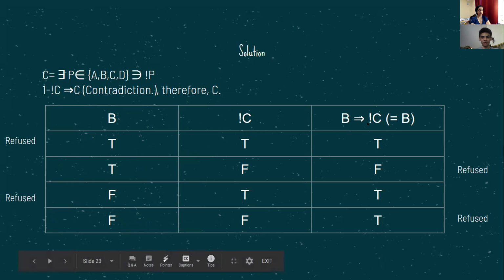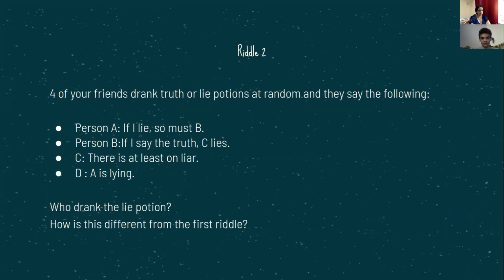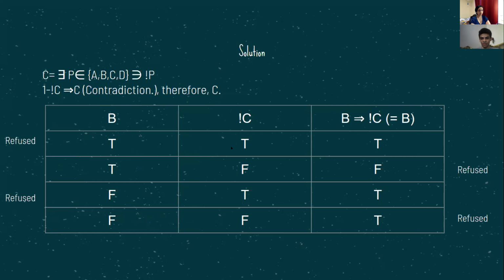But we also know one thing, that this is equivalent to B, because this is the statement that B is making. So if you go back, this is what B is saying. B is saying that if B is true, then C is a lie. So here this must be equivalent to B. But in the second and the fourth columns, both are opposite. So both are also refused. So actually this riddle does not have any coherent solution. This system cannot actually be consistent.